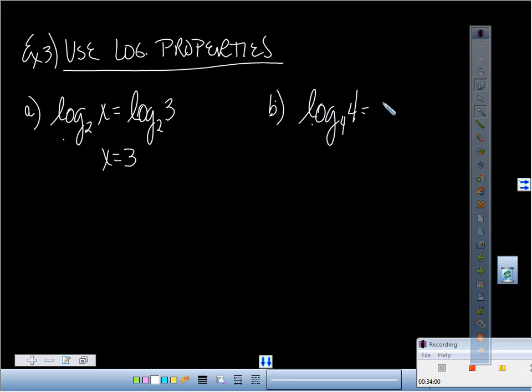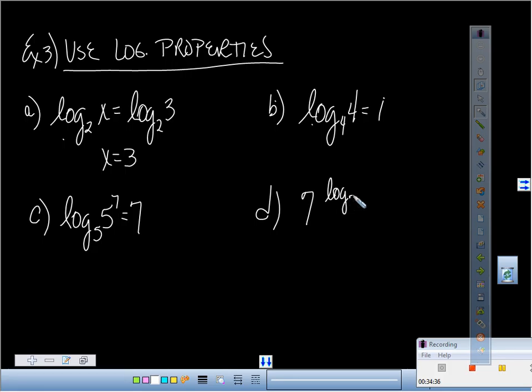Alright, log base 4 of 4. What is it? 1. Come on, y'all. You gotta know these. Look, we just got 2 more, and then I promise we'll be finished. Log base 5 of 5 to the 7th. Very good. Alright, last one. 7 raised to the log base 7 of 14. Perfect. Okay?